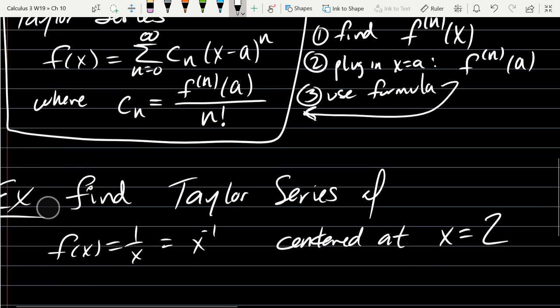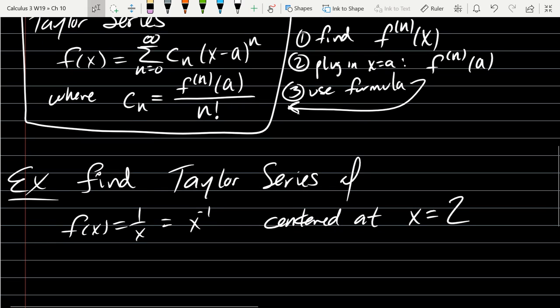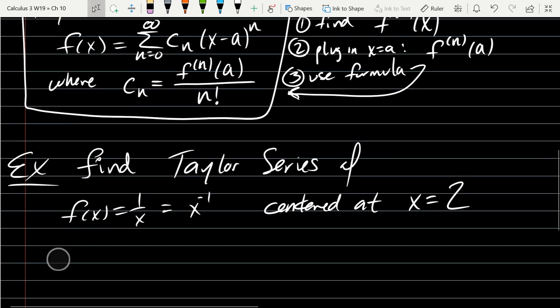So that's what we're going to do. Take derivatives until you see a pattern. Now, depending on the function, you may have to take more derivatives. Some functions will be super easy and obvious. You don't need to take many derivatives at all. So this one shouldn't be too bad.